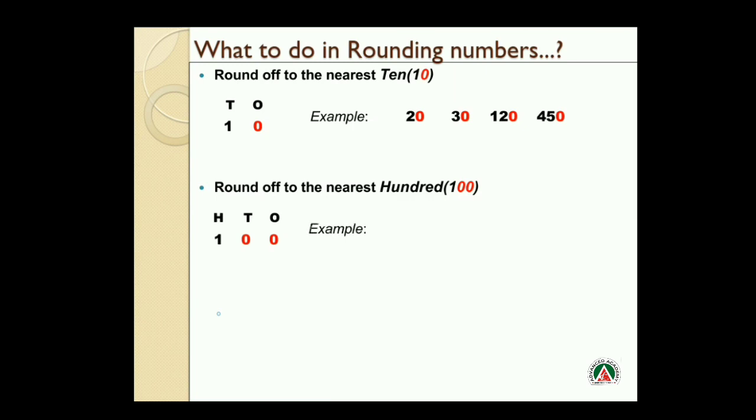So for example, 700, 800, 1500 and 3100. You can see in all the numbers, the place values less than 100, that means the tens place value and the ones place value, 0 is there. Okay, so these all numbers are rounded to the nearest 100. Now let us take one more with 1000.